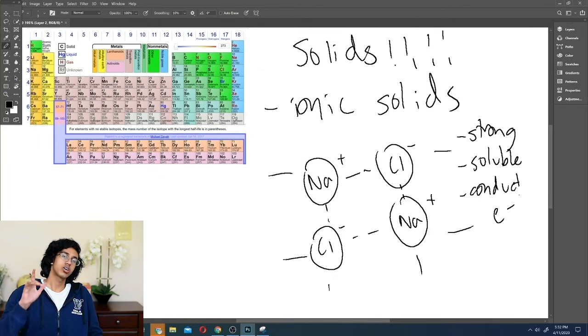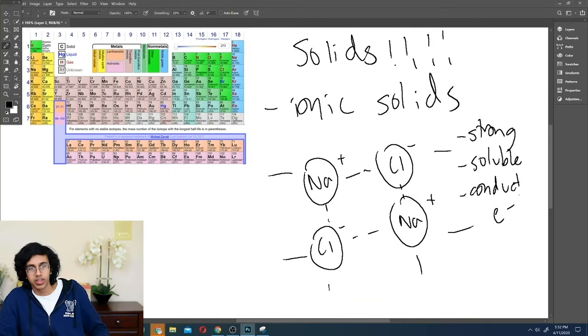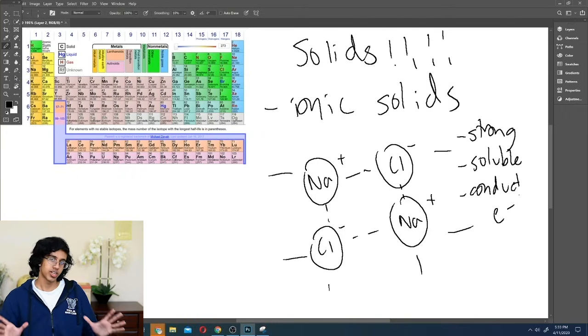However, they do not conduct electricity outside of water because once they're in a lattice, they don't move at all, okay? They're stuck in the lattice and the charges can't move at all. Just to go back a little bit, for molecular compounds, solubility depends on the actual compound, and then network covalent, it doesn't dissociate in water because water cannot break those covalent bonds. Basically, none of the ones that we've talked about already conduct electricity in solid form.